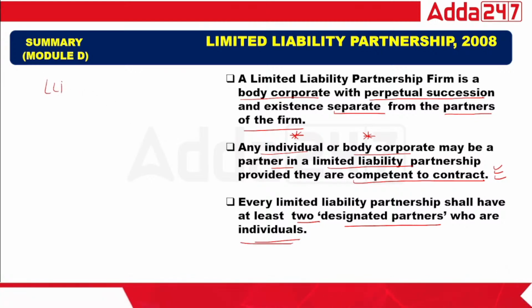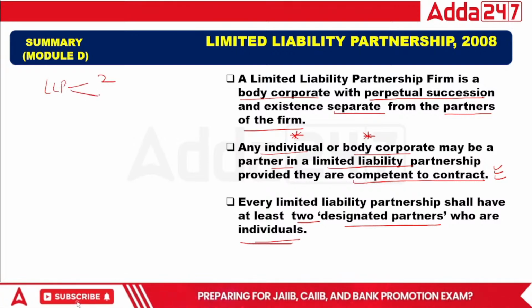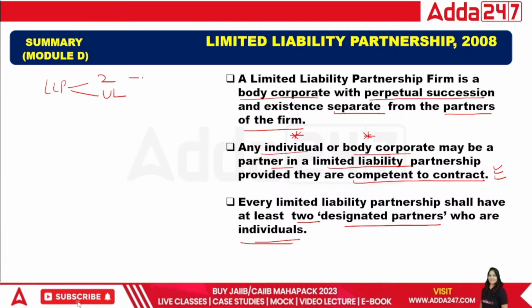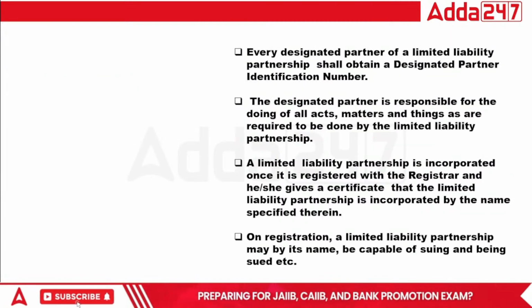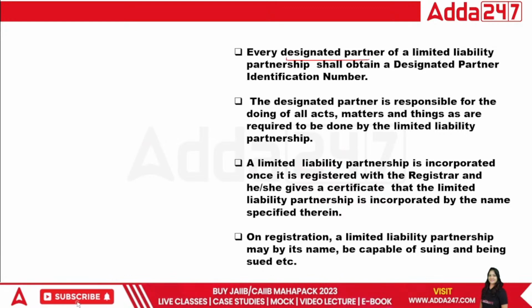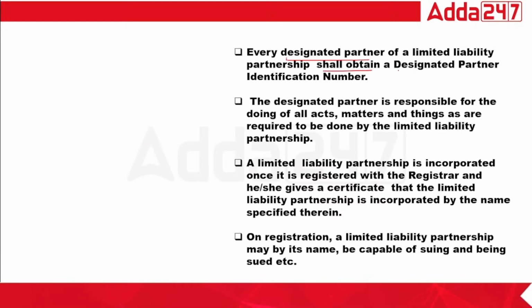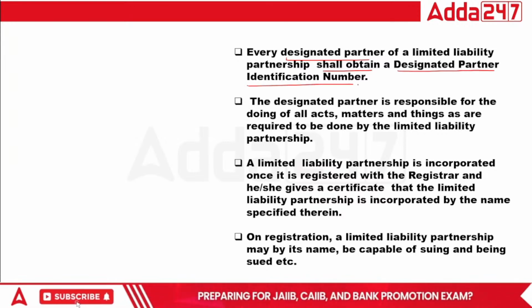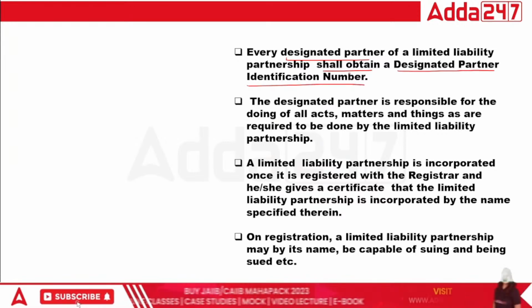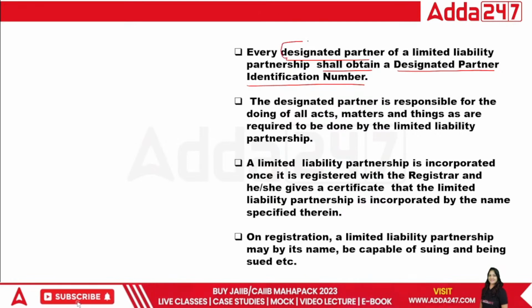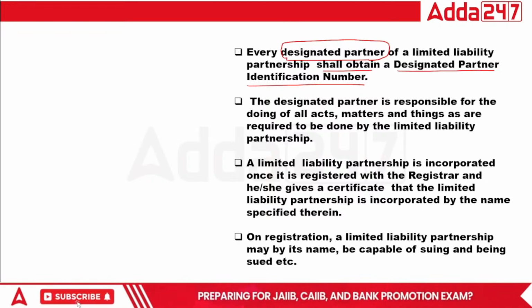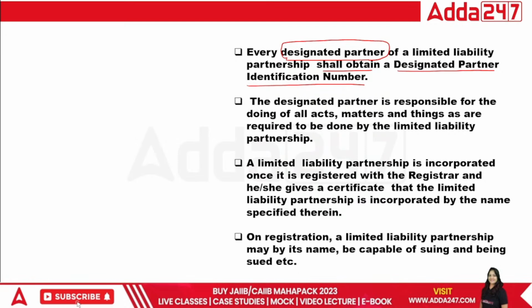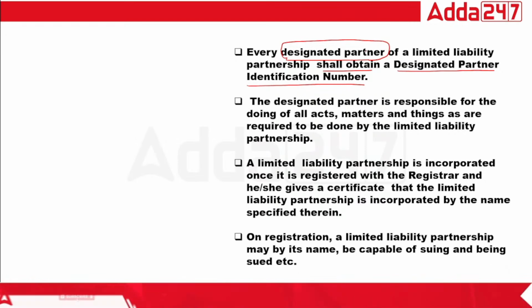So in LLP, the minimum number of partners is 2, maximum is unlimited, and a minimum of 2 designated partners should be made in the LLP. So this is the basic quality of LLP. Every designated partner of a LLP shall obtain a designated partner identification number, just like the director, because in the company we have read that the director also needs a director identification number. So same thing will be applied to the designated partner.